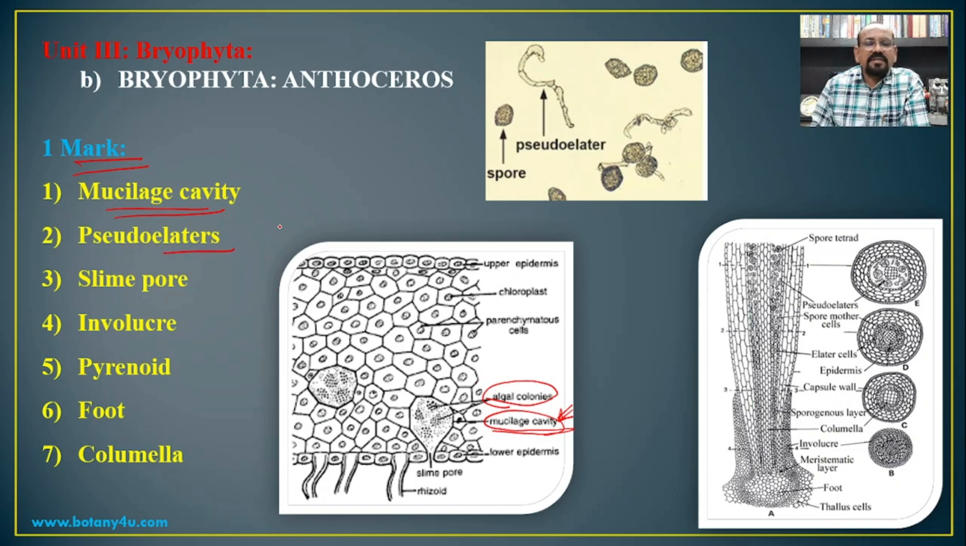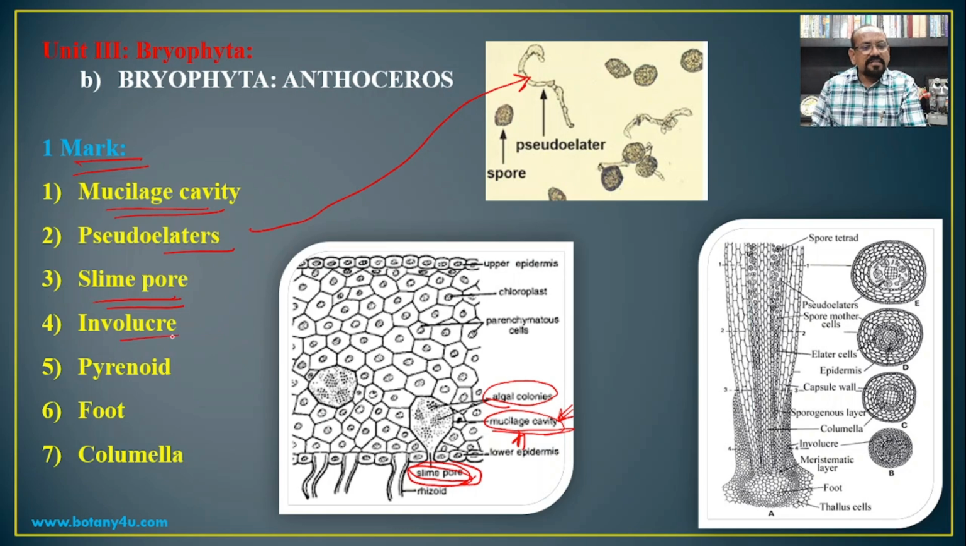Then pseudo elaters. If you see the structure of elaters in case of the Anthoceros, you will find that it is somewhat different from that of the true elaters, and hence it is known as the pseudoelater. They are again hygroscopic and are involved in the dispersal of the spores or release of the spores from the sporangium. Then slime pore. If you see this mucilage cavity, it opens to the ventral side or the lower side by means of a pore, and that is known as the slime pore.